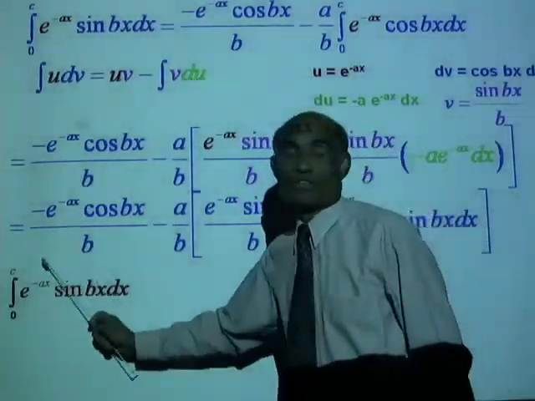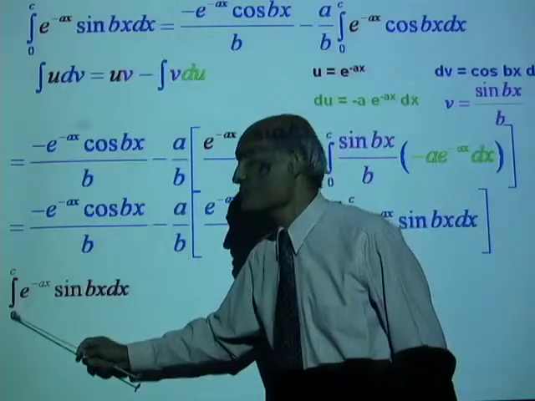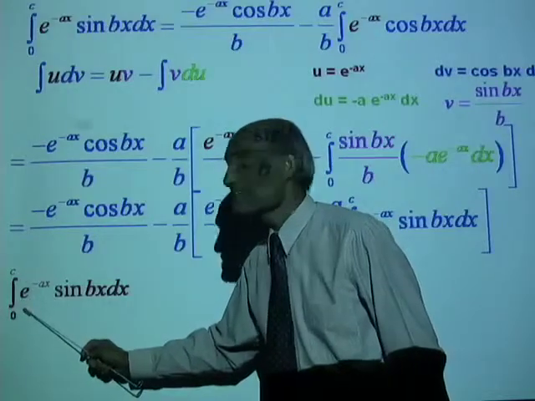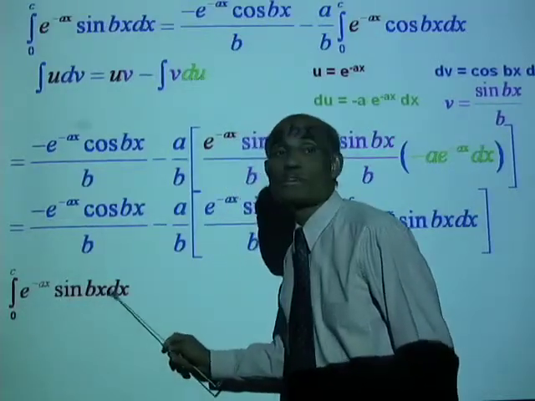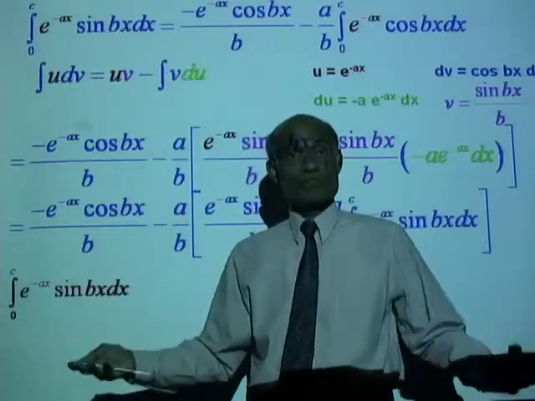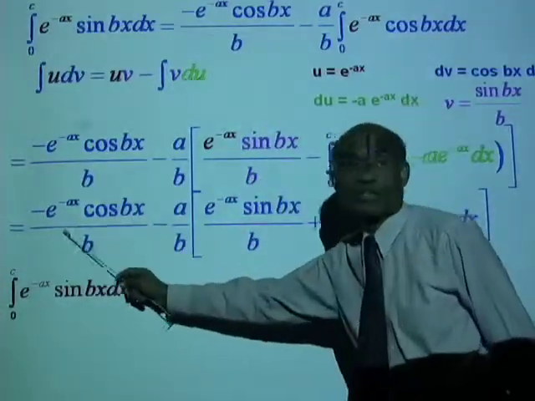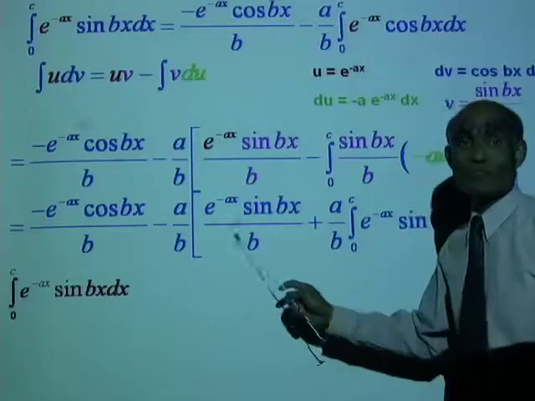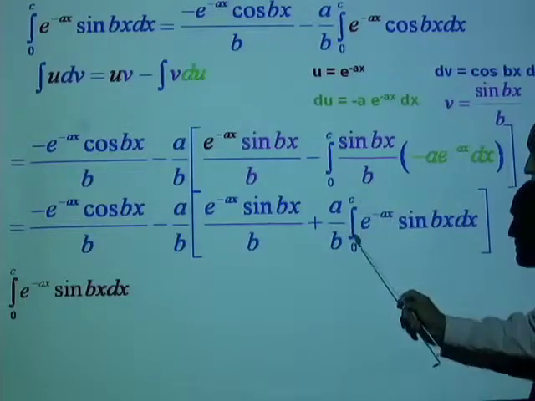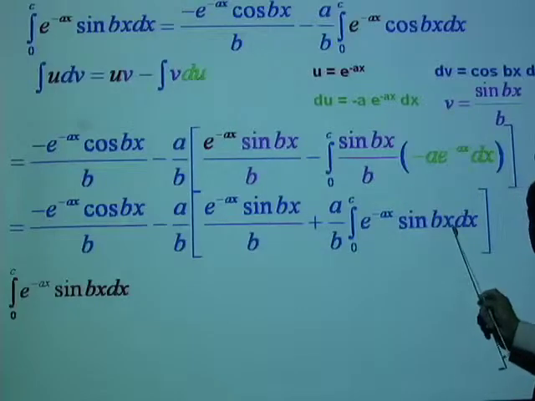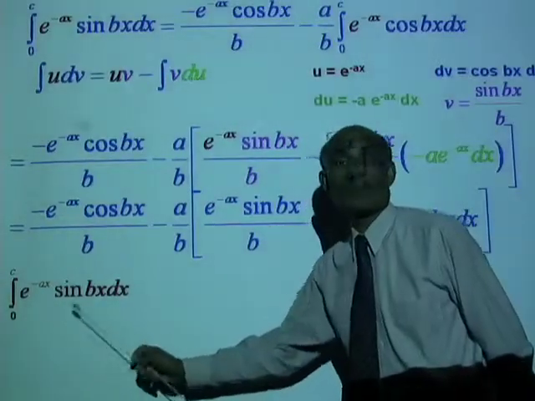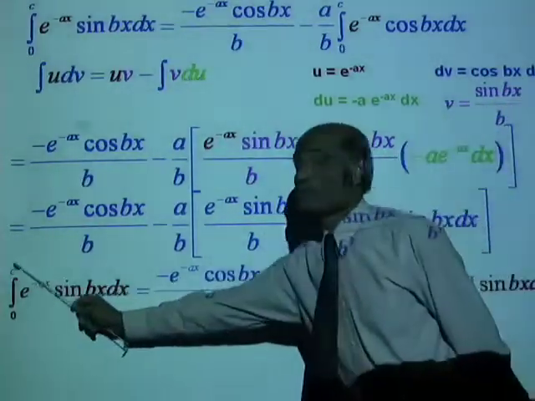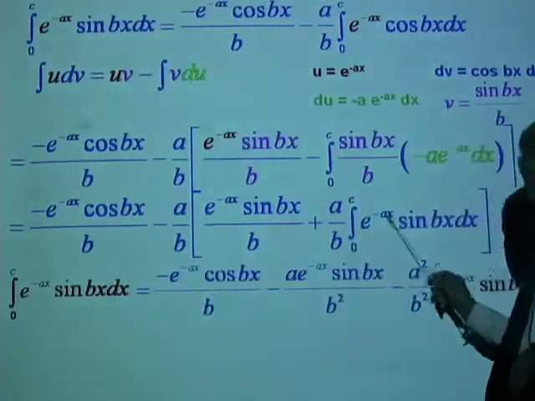Now if you notice, this is the integral that we started with. Integral 0 to c e to the power of negative ax sine bx dx. This is the integral that we wanted to evaluate in the beginning. And that's what gave all these after doing integration by parts twice. And if you look, this term, integral 0 to c e to the negative ax sine bx dx is exactly that one. We produce the same integral. Alright, so this is the left hand side, and the right hand side is this whole thing.